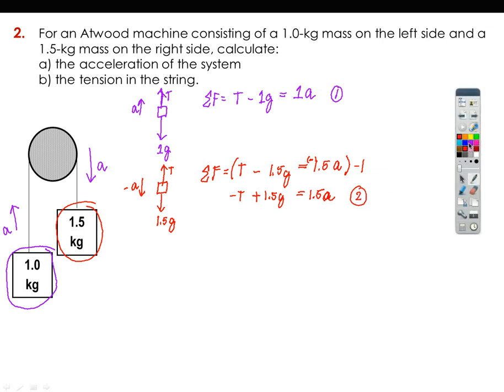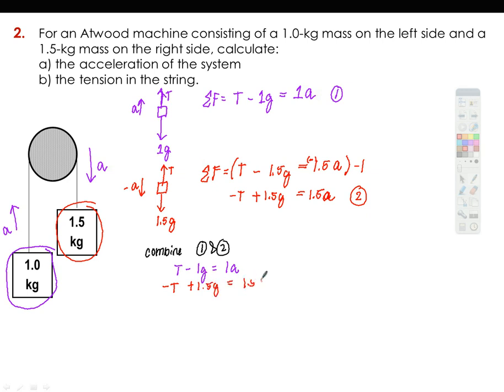Now, the next thing that we need to do is to combine equation 1 and equation 2. Equation 1 is t minus 1g equals 1a. And equation 2 is negative t plus 1.5g equals 1.5a. And then combine the two, add the two. I'll put it in black.